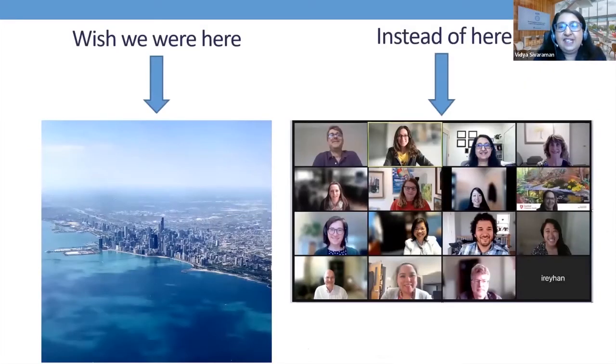So I'll start out by saying we wish we were here on the left. We are all looking forward to meeting in person, the Chicago skyline right there for you. I myself was looking forward to being in Chicago in July, which is a nice time to be in this big city and enjoy all that it has to offer. But instead, we're here on the right, living our world on Zoom.